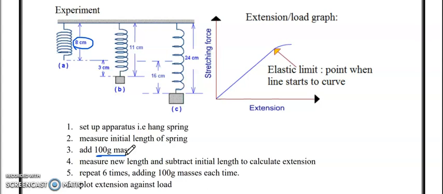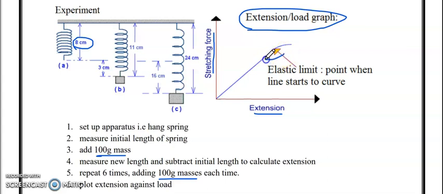So we're going to repeat this about 6 times, consecutively adding 100 gram masses each time. We'll come up with an extension for each stage whereby we add a 100 gram mass, and then we'll compare that to the stretching force, and we'll come up with the extension load graph. Right, so at some point, which is called the elastic limit, we'll no longer have direct proportionality between the force and the extension.